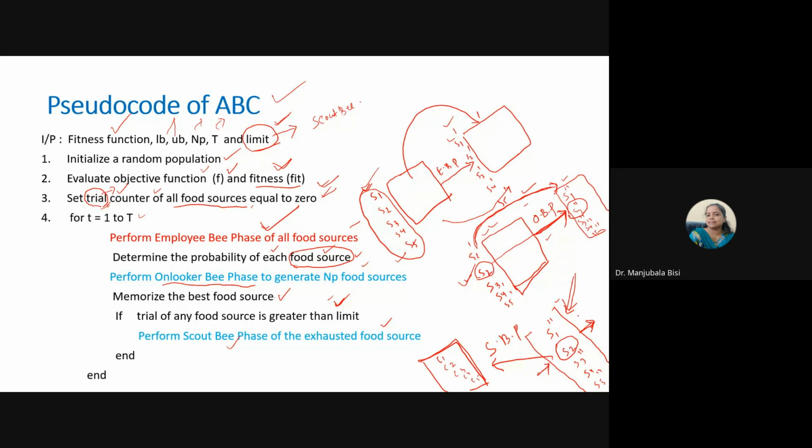We are always memorizing the best food source in every iteration. At the end, after the termination criteria is satisfied, we output the optimum solution as the best food source achieved so far. This is the basic outline of the ABC algorithm. Now the question is what is happening in the employee B phase, the onlooker B phase, and the scout B phase, and how to calculate the probability. Those things we'll discuss in detail, phase by phase.